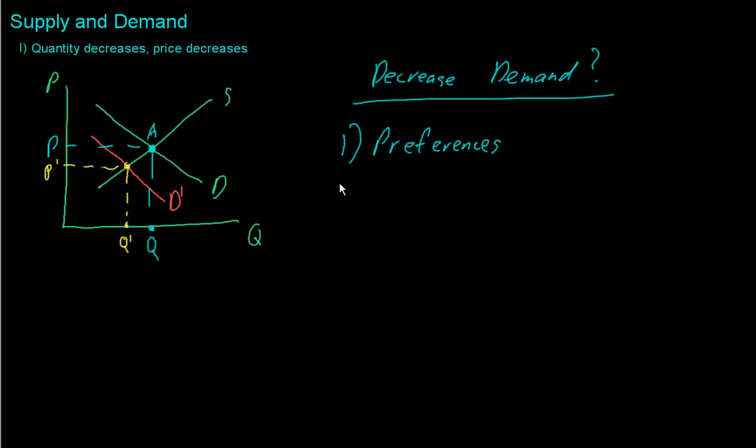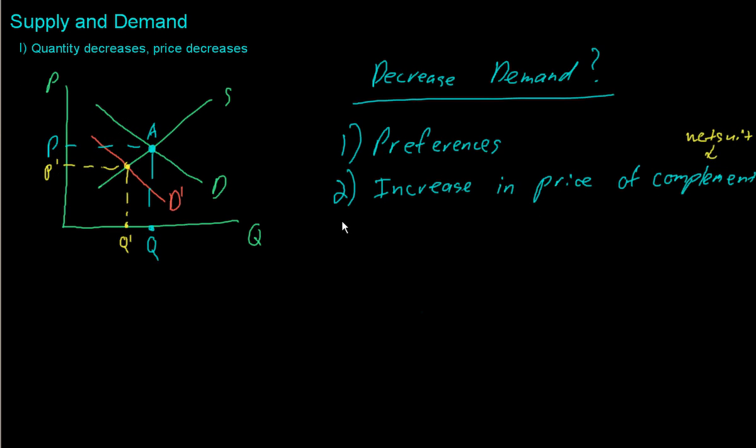The second thing is an increase in the price of a complement. So again, if you need a wetsuit to go surfing, and wetsuits are all of a sudden more expensive, now it's more expensive to go surfing, and you will buy less surfboards in a large market.